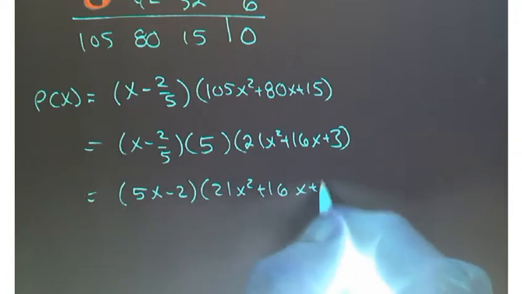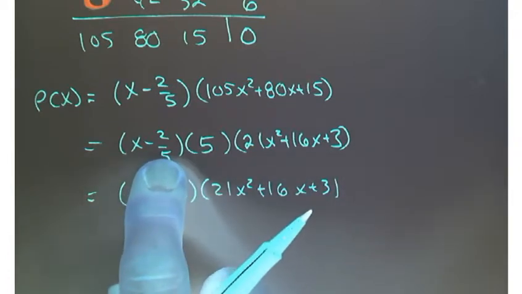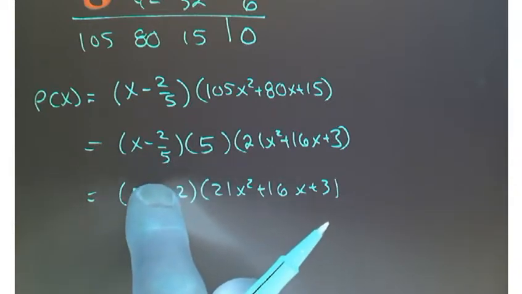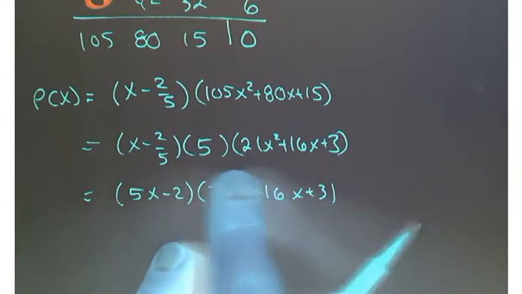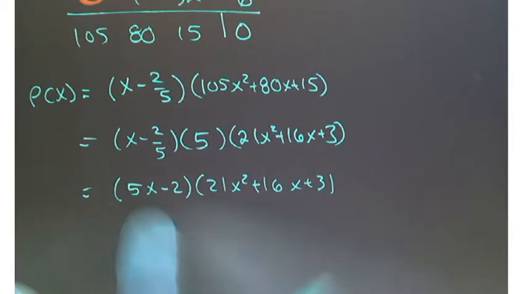I guess it's nice that you have it this way, because you can just look at that and read off what your root is, right? Your root is at 2/5. So that's nice. But on the other hand, this looks nice too, because it's just odd to have those fractions there. This is probably what you would see in the book.